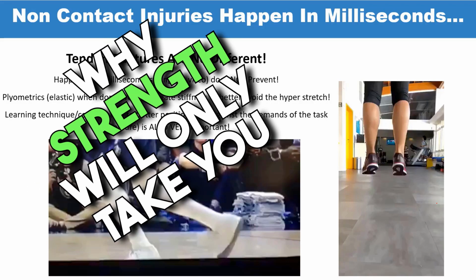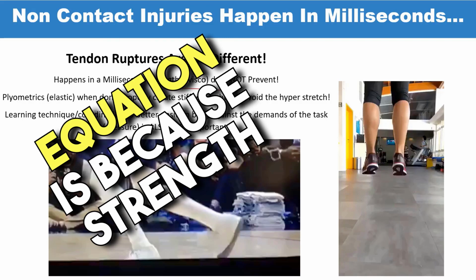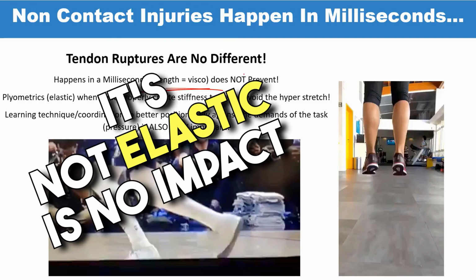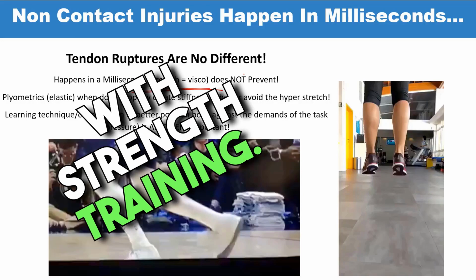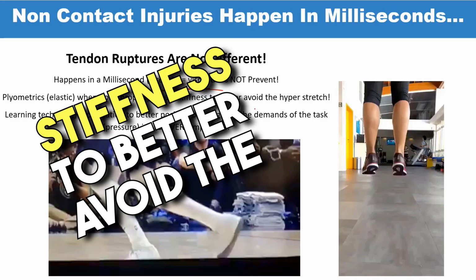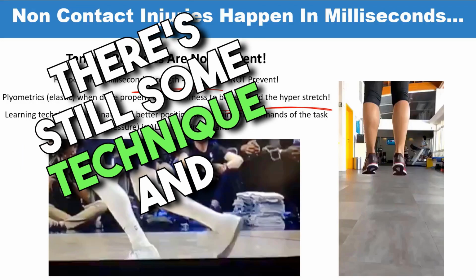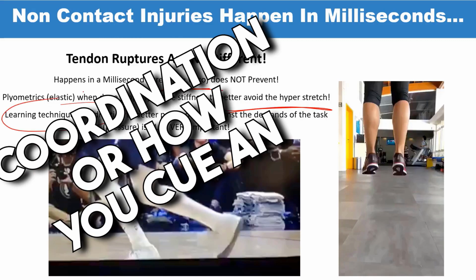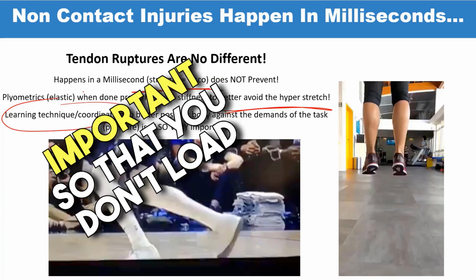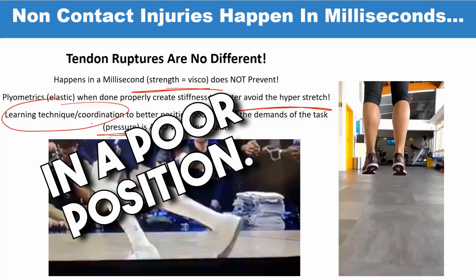This is, again, why strength will only take you so far in the prevention equation, is because strength is more visco. It's not elastic. There's no impact with strength training. Plyometric training creates stiffness to better avoid the hyperstretch from occurring, but again, there's still some technique and coordination, or how you cue an exercise, or what the body position is in, that is also important, so that you don't load an excessive amount of pressure in a poor position.